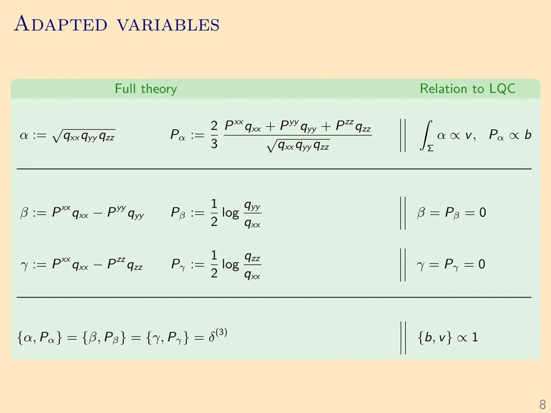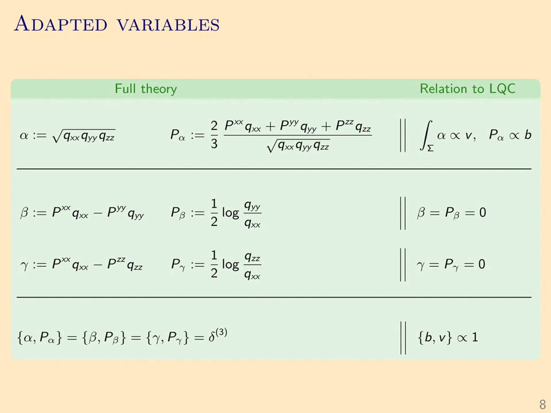So if you look at the first line on the slide, we're defining a pair of variables alpha and p alpha in the following way. We define alpha to be just the volume density, so the square root of the determinant of the spatial metric. And then we define p alpha to be roughly the trace of the extrinsic curvature. And what you find then is that alpha and p alpha are canonically conjugate.